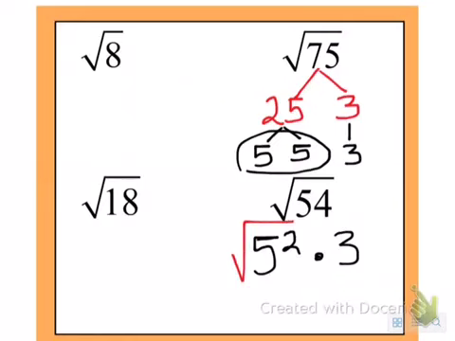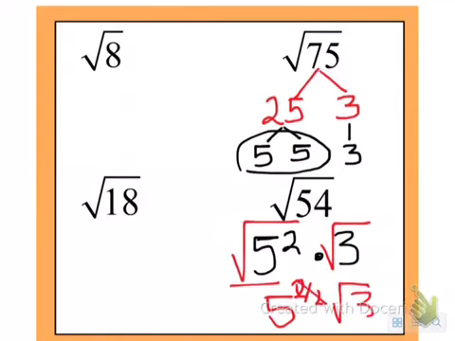So I would say the square root of 5 squared times the square root of 3. Now I can rewrite this one to be 5 to the 2 over 2 power, which is the same thing as 5, and then leave the square root of 3. So that's how we're going to simplify those. We'll do some more of those today after the video.